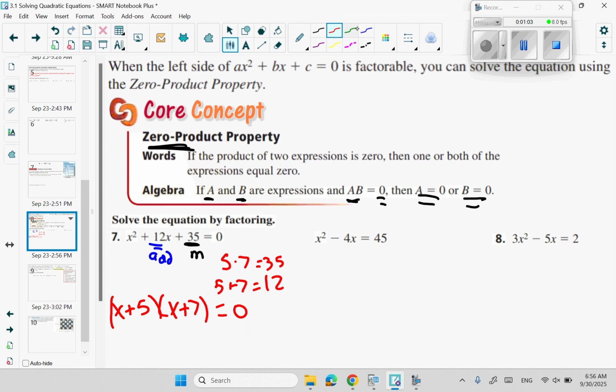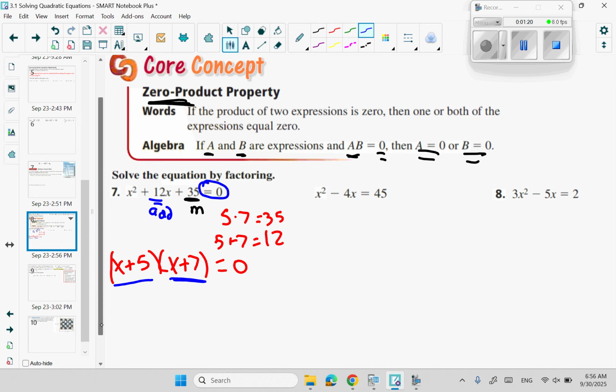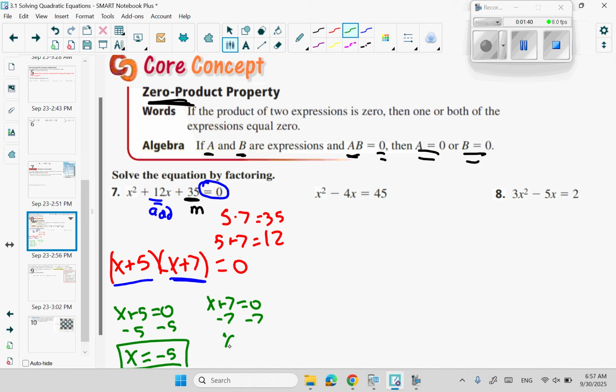Now, the difference today is this whole thing equals 0. So, if I have two things that are being multiplied, this parenthetical and this parenthetical, and I know that they multiply together to equal 0, one of these parentheses has to equal 0. So all I'm going to do is set each of them equal to 0 themselves and solve. So I get x plus 5 equals 0 and x plus 7 equals 0. And then just solve them separately. Minus 5 minus 5, minus 7 minus 7. We get x equals negative 5 and x equals negative 7. So those are my two solutions there.